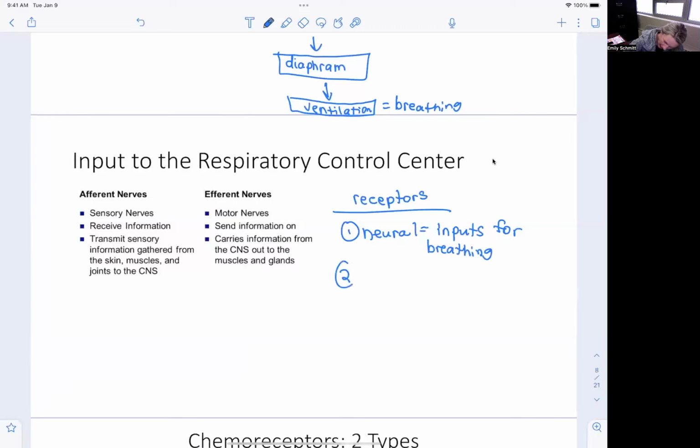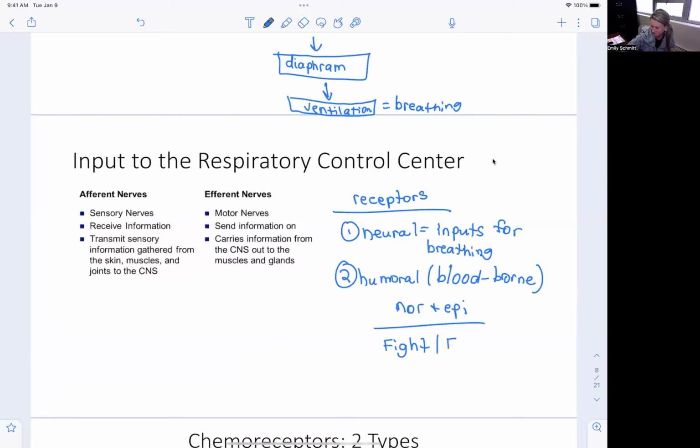And we also have humoral, so these sort of blood-borne receptors. And so the influence of blood-borne stimuli reaches these chemoreceptors. So we're talking about norepinephrine and epinephrine, which is sort of that fight or flight response. And that also plays into input into the respiratory control center.